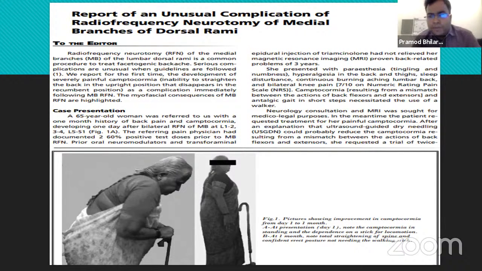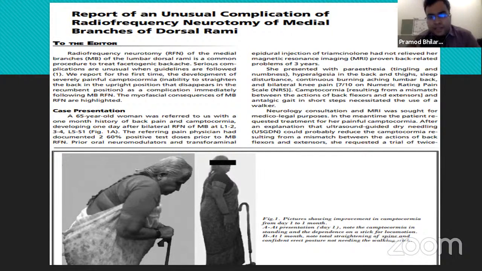So I usually don't repeat the injection before 6 months. And if at all the patient comes back with pain after 6 months, complaining that it was better and now it has recurred, I usually send them to you, so you can go ahead and give the radio frequency ablation. I personally don't do an RFA. I usually refer it to a pain specialist.